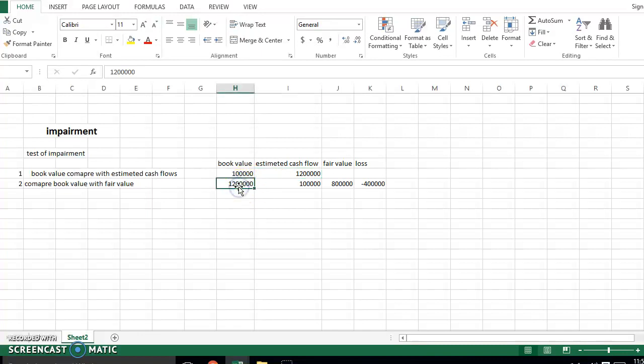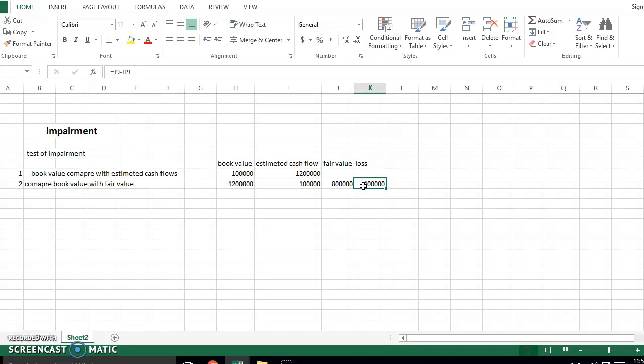In this case, for example, we have book value 1,20,000 and the estimated cash flows equal 1 lakh. In that case, the book value is greater than the estimated cash flows. Now the test of impairment becomes successful because book value is greater than the estimated cash flows. Now we need to go for the second step, which is the comparison of the fair value and the book value, and this results in the loss. The fair value equals 80,000 and the book value equals 1,20,000.